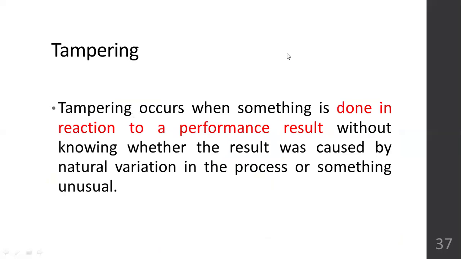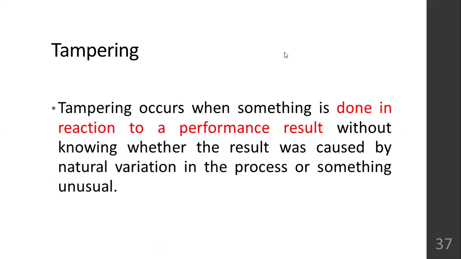Then we have tampering. Tampering occurs when something is done in reaction to a performance result without knowing whether the result was caused by natural variation in the process or something unusual. If you read the statement, you will find it difficult to understand. But with an example, you will understand.